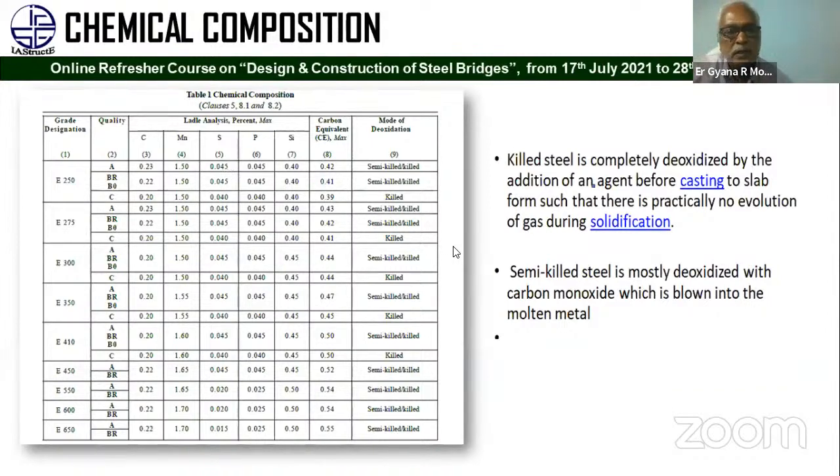So if you see the mode of oxidation, most of the time A and BR can be semi-killed and killed. What is the meaning of semi-killed and killed steel is mentioned here, but anyway, we'll skip that. But if we are ordering for grade C, then it has to be killed steel. For any of the designation grades, wherever grade C is there, we have to roll it from the killed steels.